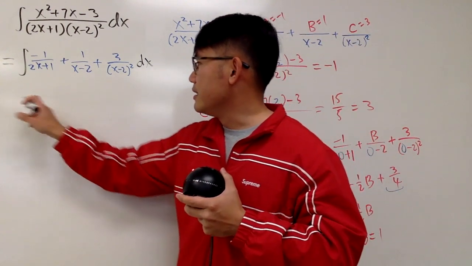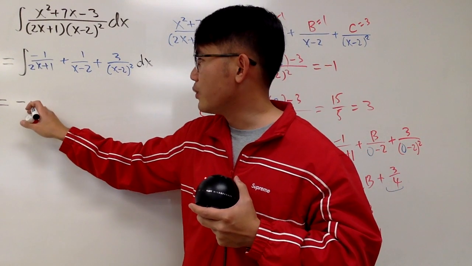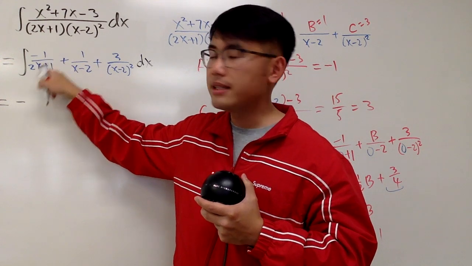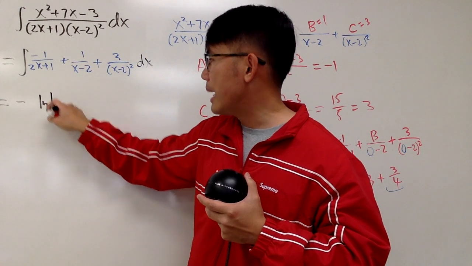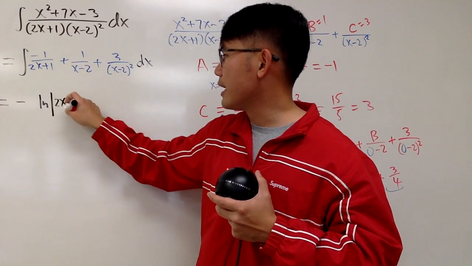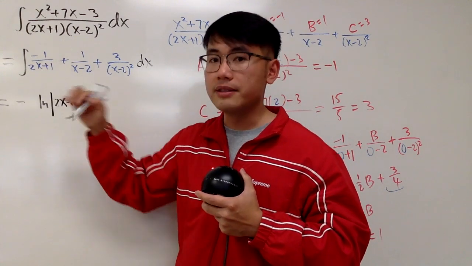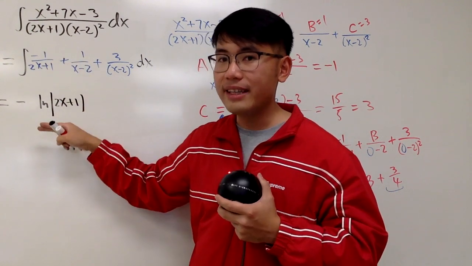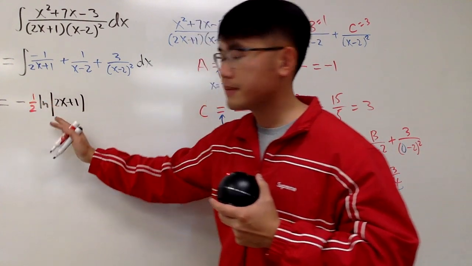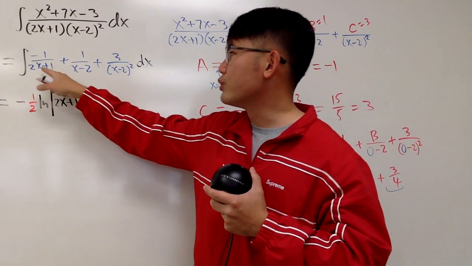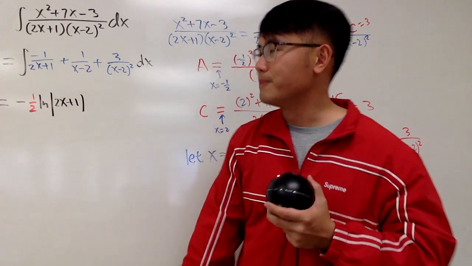Let's see. First of all, we have a negative right here, so that's -1. And then when you integrate 1 over 2x plus 1, yes, you end up with natural log, absolute value, of 2x plus 1. But the derivative of 2x plus 1 is 2. When you are doing the antiderivative, you have to divide it by this 2. So we multiply by 1/2 right here, right? And the idea is that you're doing u sub. U equals 2x plus 1. Seriously, do it on your own.